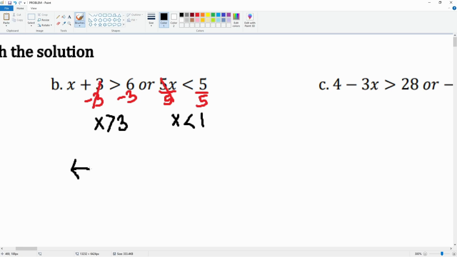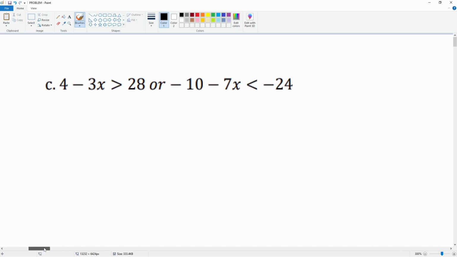Okay, let's draw our number line here. We have 0, 1, and 3. They're both open at 1 and 3. X is greater than 3, so that means these are all values that are greater than 3. Goes to the right. X is less than 1. These are all the values that are less than 1. Goes to the left. Notice they're pointing away from each other because this is an OR inequality.